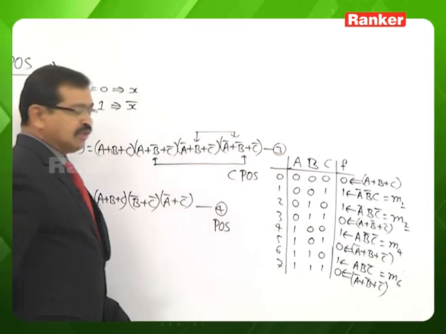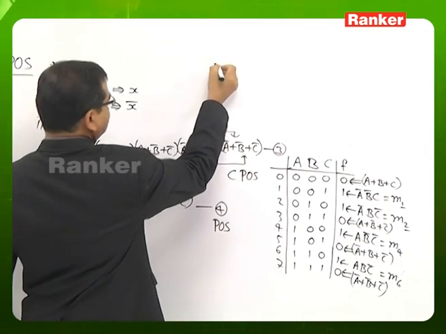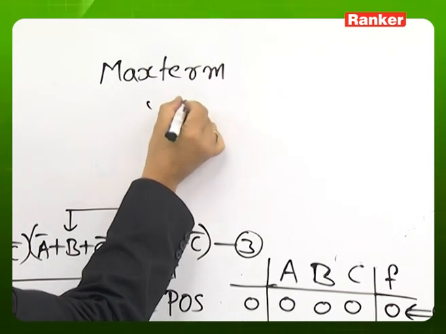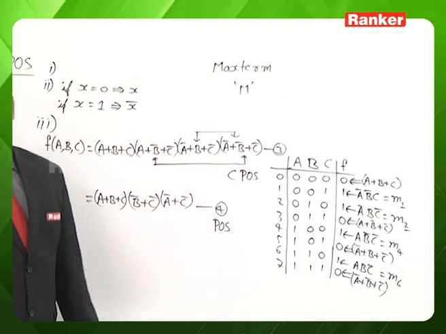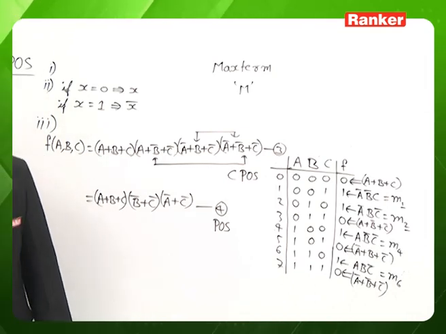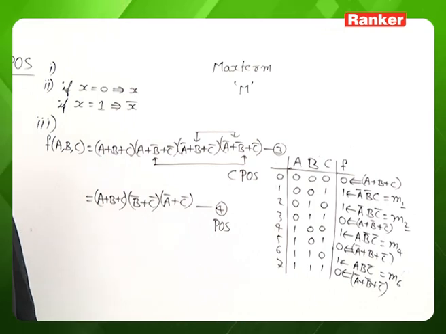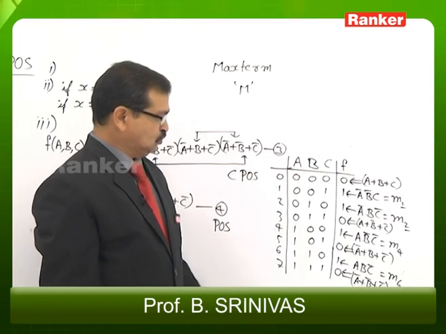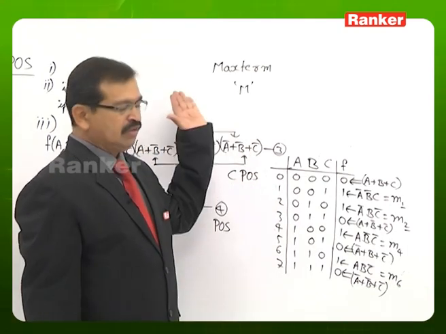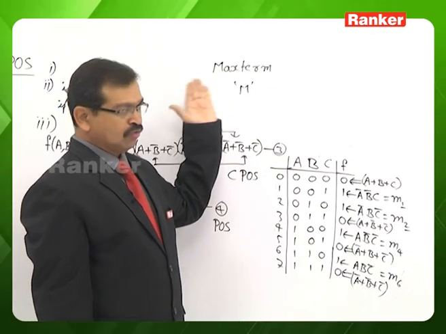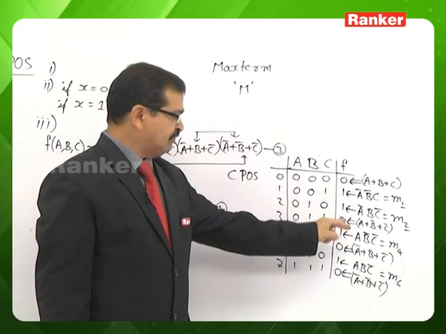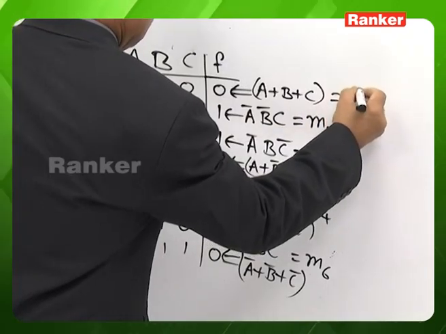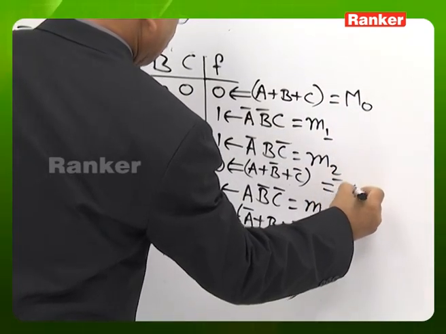Each term of a canonical POS expression we name a max term. We represent it with a capital M. We define the max term as a sum term which contains all the variables of the given function, complemented or uncomplemented, and for that combination the function output must be 0. Here also we use a decimal subscript to distinguish the various max terms of the given function.